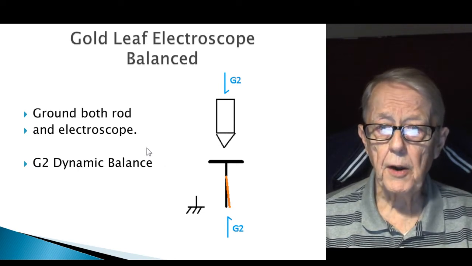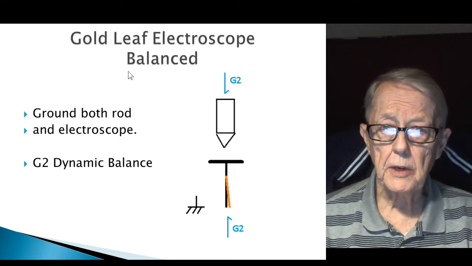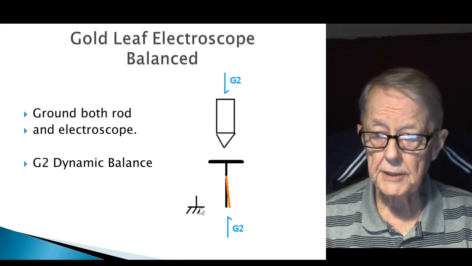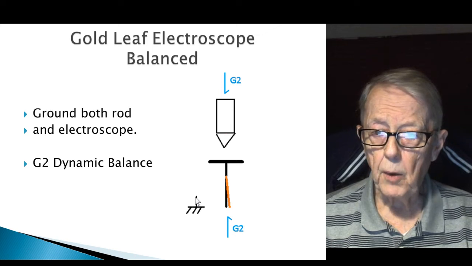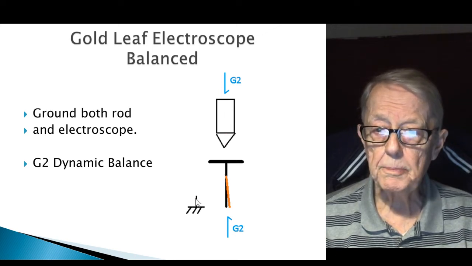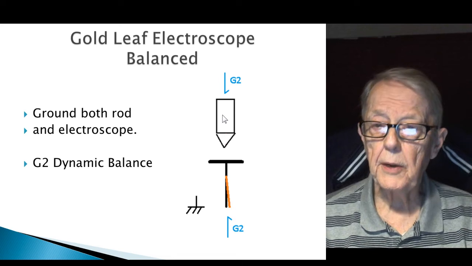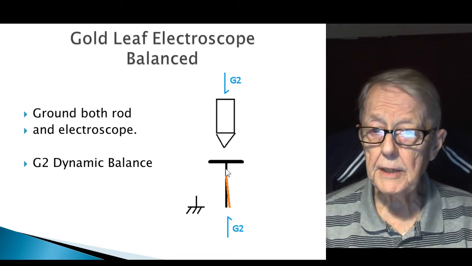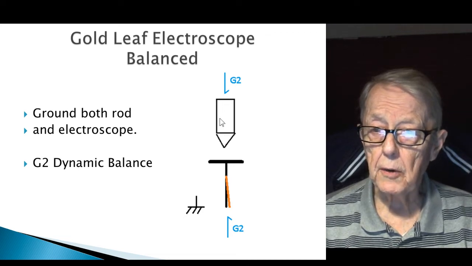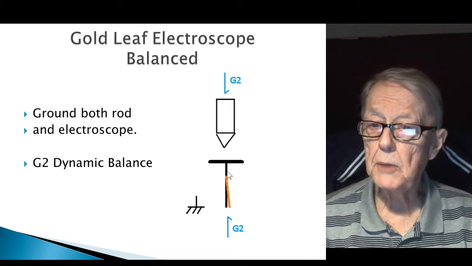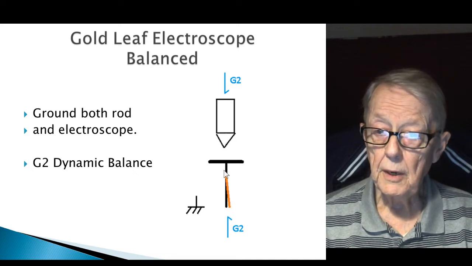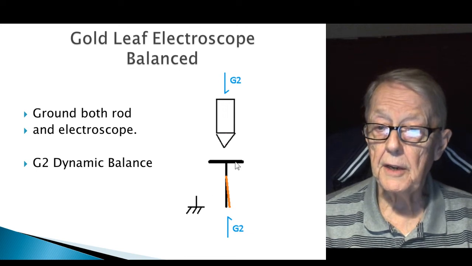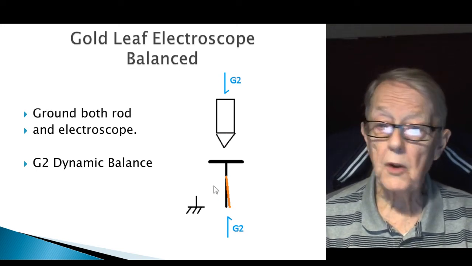So here's a drawing of a gold leaf electroscope where it's balanced. The way you obtain a balance is you take a wire and ground the electroscope, and you ground the rod. What happens is if there are extra G1s or missing G1s, if you have extra G1s on the electroscope, the G1s will flow into the ground until there's a balance, and no more G1s flow in either direction.